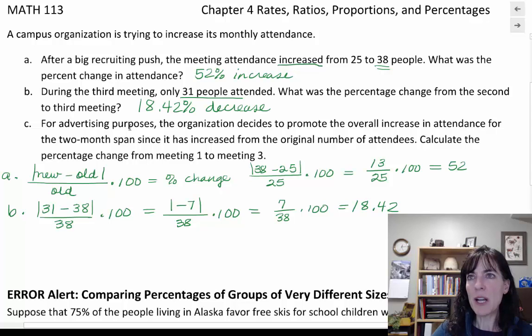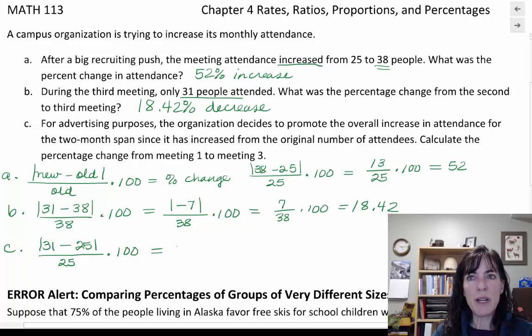And then part C, for advertising purposes, the organization decides to promote the overall increase in attendance for the 2-month span, since it has increased from the original number of attendees. Calculate the percentage change from meeting 1 to meeting 3. So for this one, Part C, we want to do new minus old, so the new is 31 for the third meeting, minus 25 for the first meeting, absolute value there, over 25 for the first meeting, and then multiply by 100.